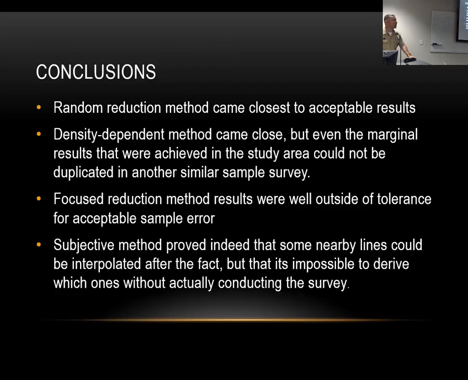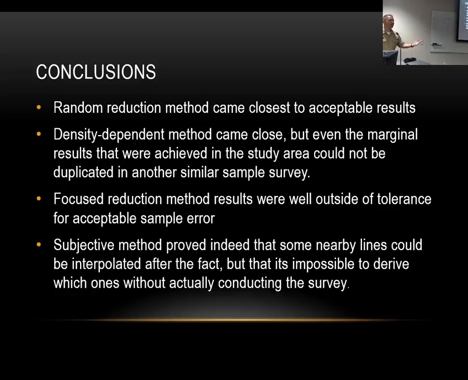So the conclusions: what did we learn from this? The random reduction method came closest to the acceptable results. If this were a medical board, I'd say the placebo worked the best. So probably not that useful. The density dependent method came close, but even the marginal results that I did get were not duplicated in another similar sample survey. The focus reduction methods were well outside of tolerance for acceptable sample error.